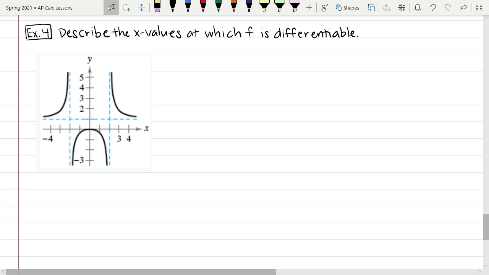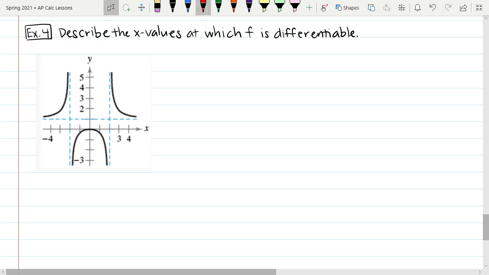So to wrap up here, let's describe the x values at which f is differentiable. So to answer a question like this, we're actually going to first start by thinking of the opposite. At what values of x is this function not differentiable? So that's the first thing we're going to think of. So at what values of x is this function not differentiable? We just went through a list of 3 different ways that that could happen.